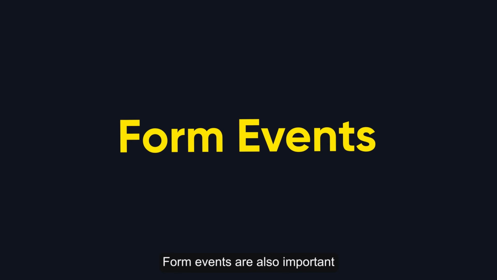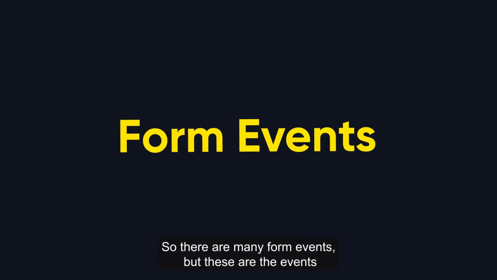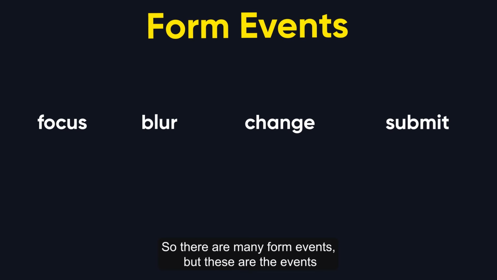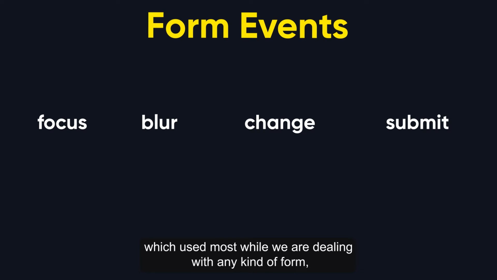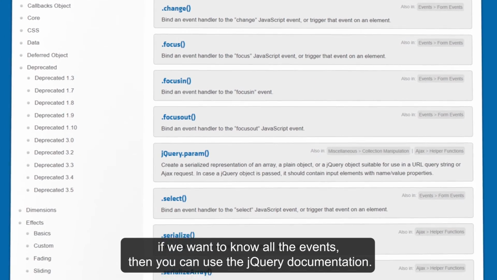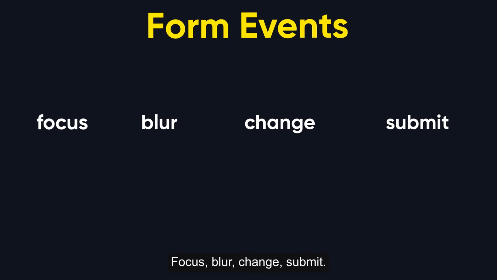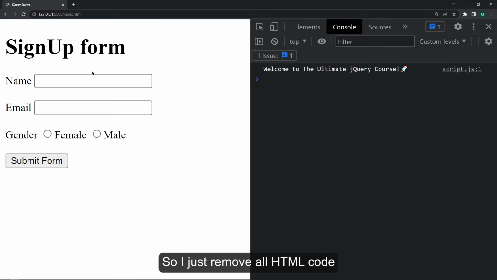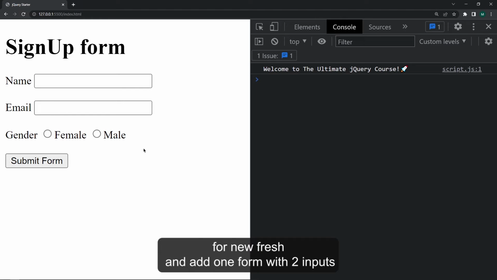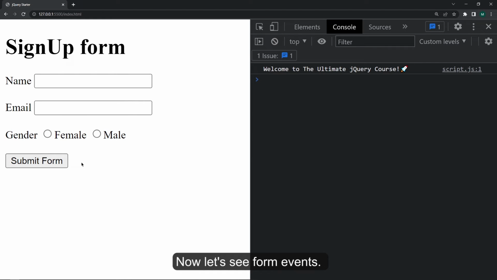Form events are also important in jQuery, which you can use for handling the form. So there are many form events, but these are the events which use most while we are dealing with any kind of form. If you want to know all events, then you can use the jQuery documentation. But generally, you only need these 4 form events: focus, blur, change, submit. So I just remove all HTML code for the fresh and add one form with 2 inputs and 2 radio buttons for gender and 1 submit button. Now let's see form events.